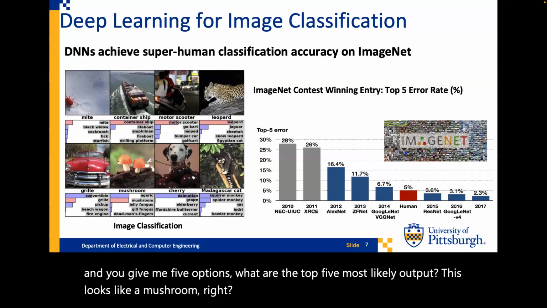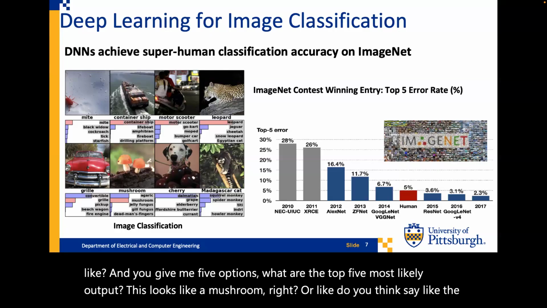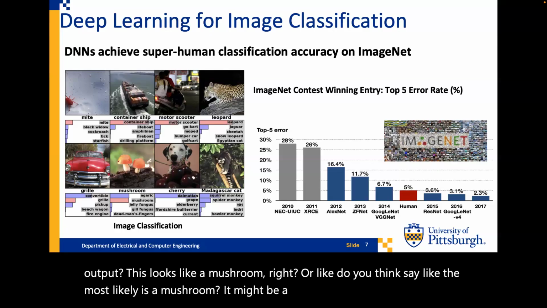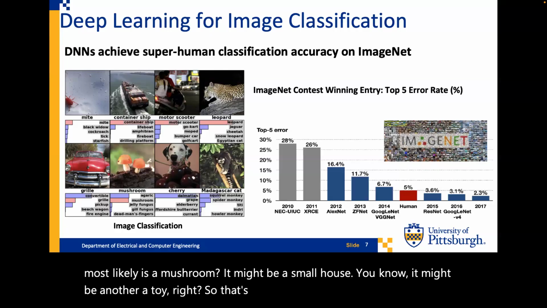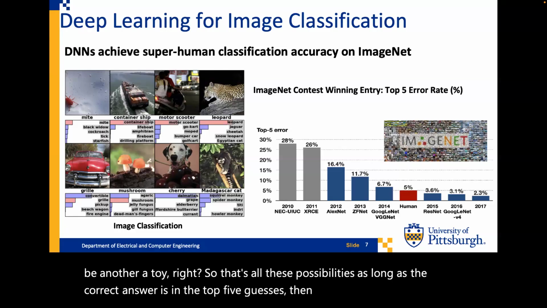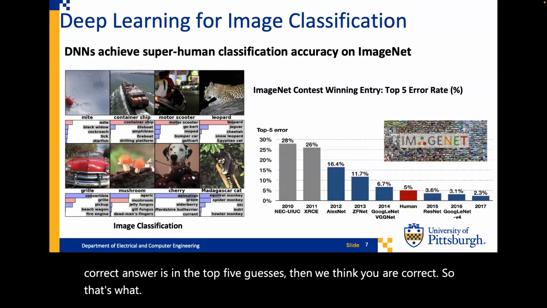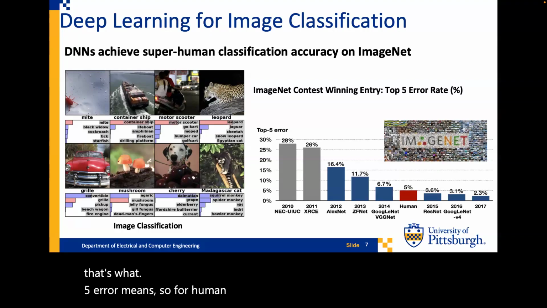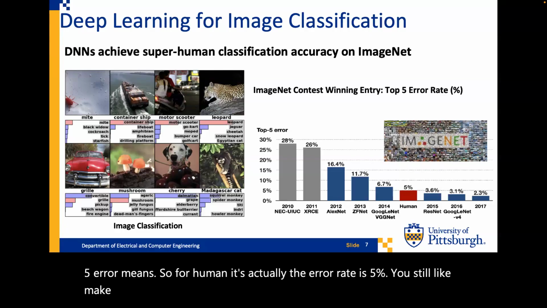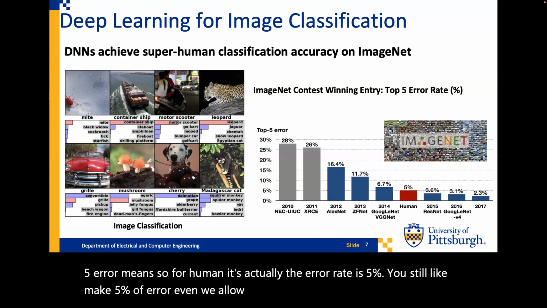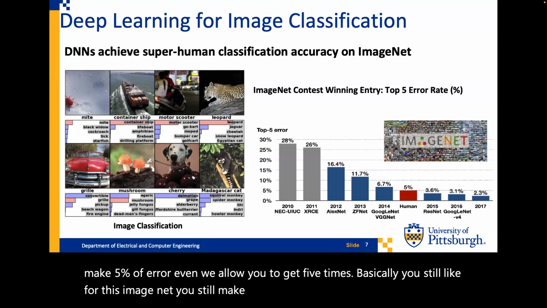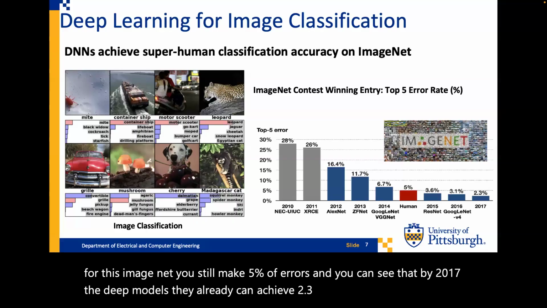The most likely is a mushroom. It might be a small house. It might be a toy, right? So those are all the possibilities. As long as the correct answer is in the top 5 guesses, we think you are correct. So that's what top 5 error means. For humans, the error rate is 5%. You still make 5% errors, even when we allow you to guess 5 times. And you can see that by 2017, the deep models could already achieve 2.3%, which is much better than human beings.